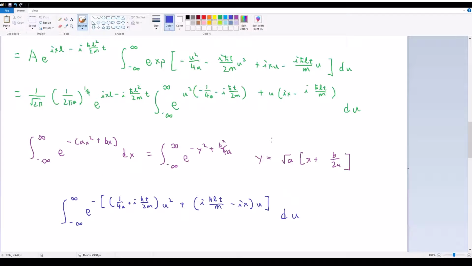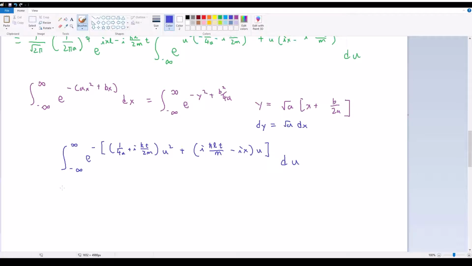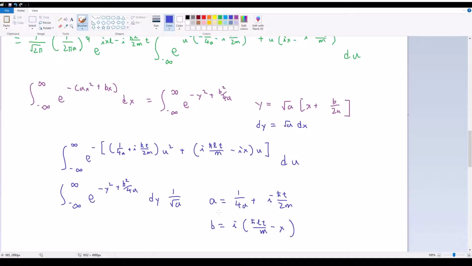Then y equals, so dy is going to equal square root of a times dx. So dx is going to be equal to dy over square root of a. So if we switch this, then this is going to give us the integral from negative infinity to positive infinity e to negative y squared plus b squared over 4a dy times 1 over square root of a, where a is equal to 1 over 4a plus i h bar t over 2m, and b is equal to i times h bar l t over m minus x. Forgive the double use of a here.